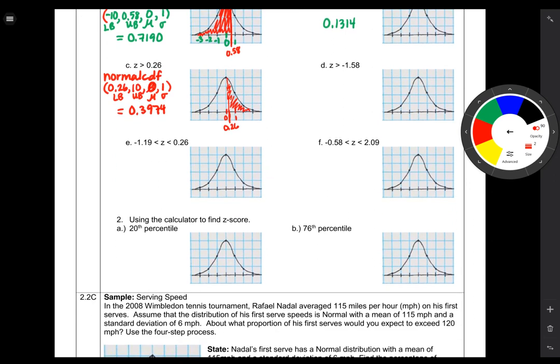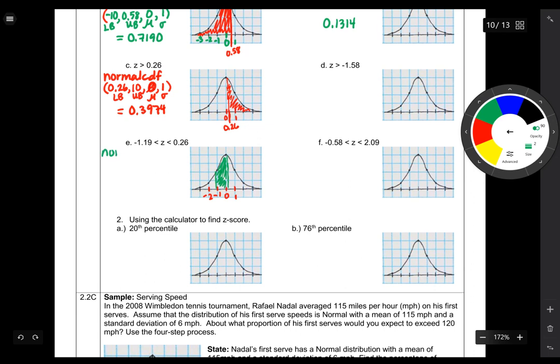Now, going to E, we have z is greater than -1.19. It is less than 0.26. So 0, -1, -2, +1. So we have z is less than 0.26, but z is greater than -1.19. So you want this shaded area in between. Again, you don't have to worry about subtracting anything. So that's just why I love it.